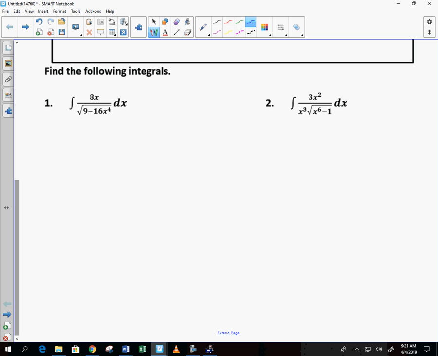Here we go. Integral of 8x over the root of 9 minus 16x to the fourth dx. The question is, can you figure out what u is? Excellent try. Unfortunately, that's not it. That's not it either. You guys have great thoughts, and everything you said is a good suggestion. Unfortunately, none of it's going to work.